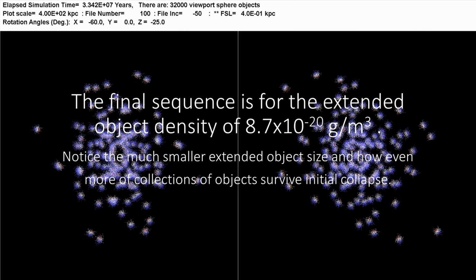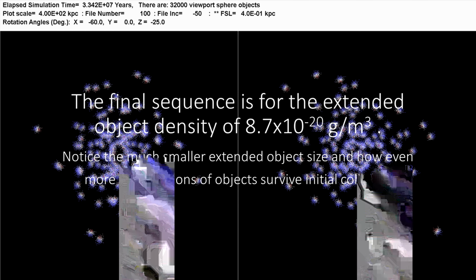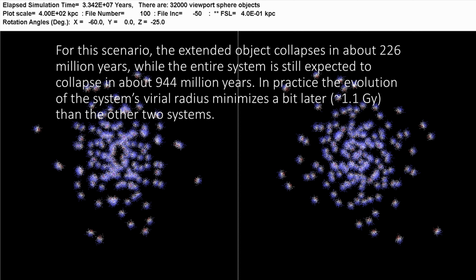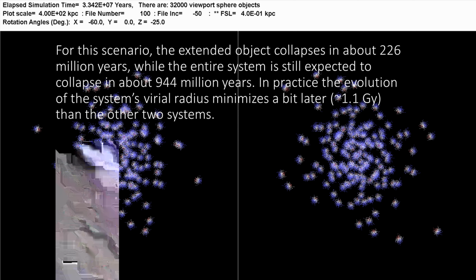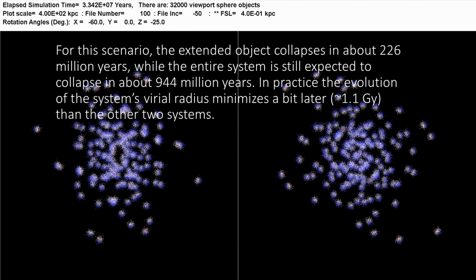Moving on to the final simulation that I am presenting in this video, this one with extended object densities of 8.7 times 10 to the minus 20 grams per cubic meter. For this simulation, the extended objects collapse considerably sooner at 226 million years, while the entire system is expected to still collapse within 1 billion years. In practice, the collapse of this system happens just a bit later at about 1.1 billion years.